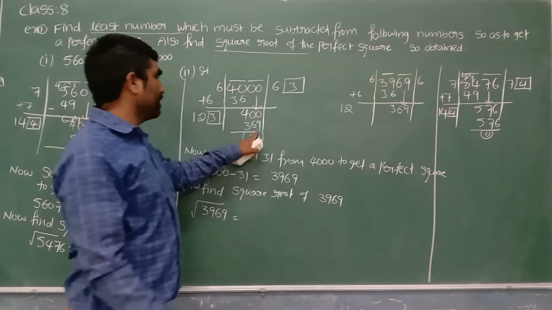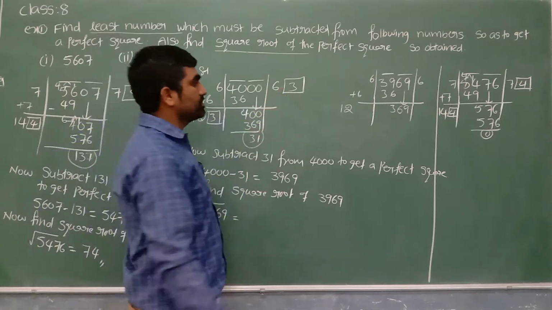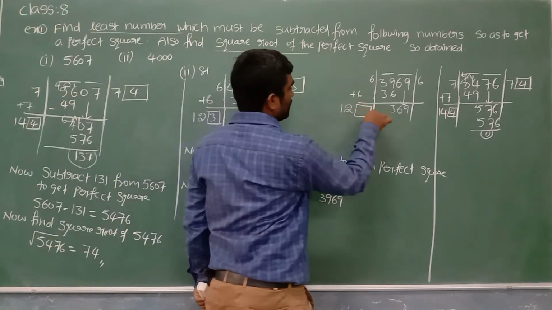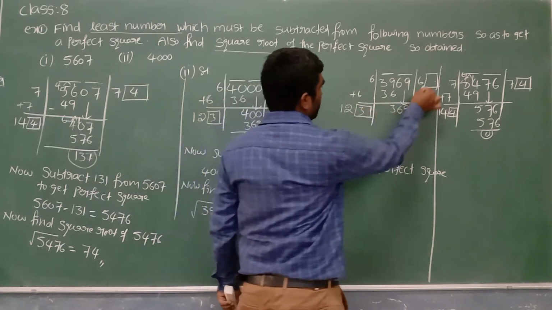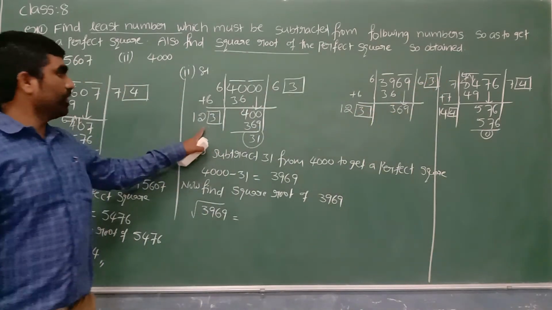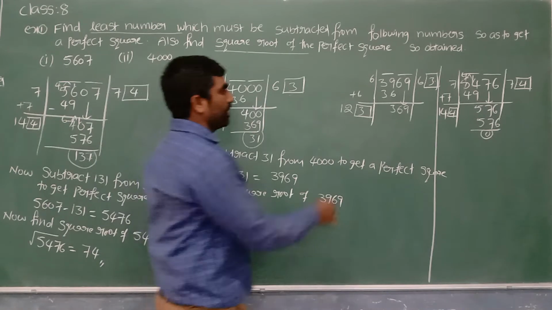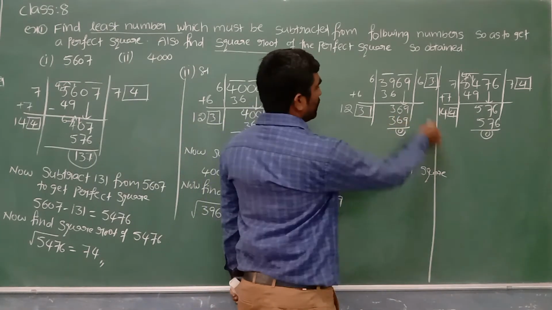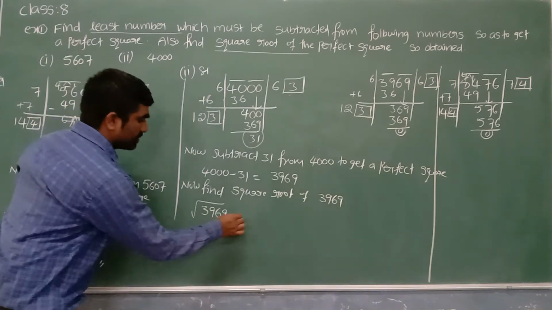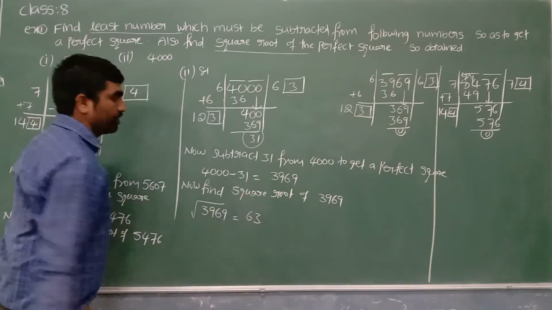Now 369, how many times? 123, 3 is up. Let me keep one box, even here also keep the same box. Now what is the digit we can write here? 3 we can write. You can see clearly here, 123, 3 is up, 369, yes, 369. What is the remainder? 0. Now what is the square root? 63, yes, 63 is the square root.